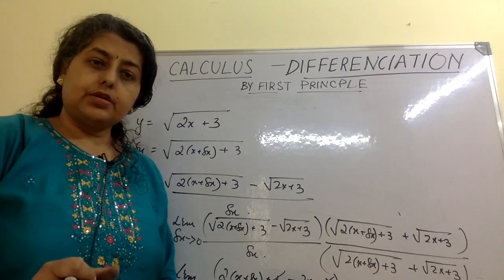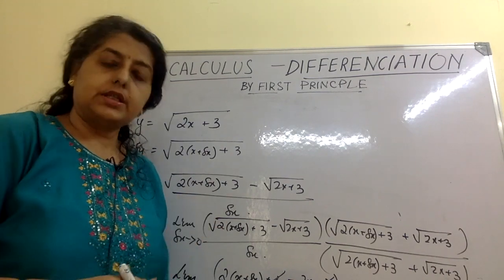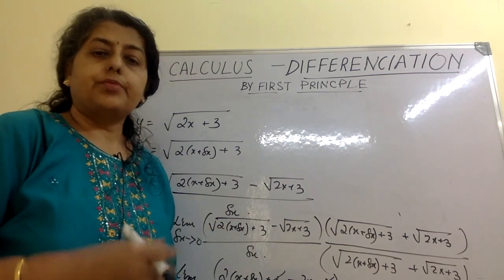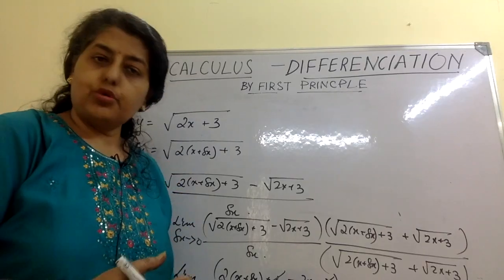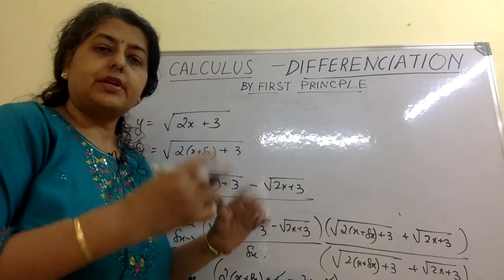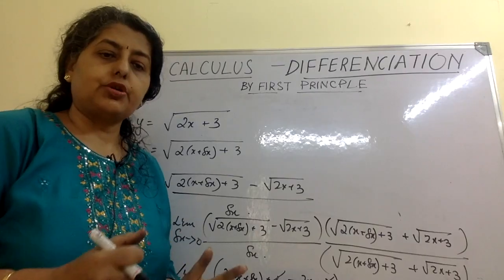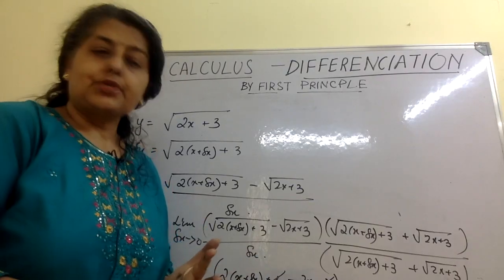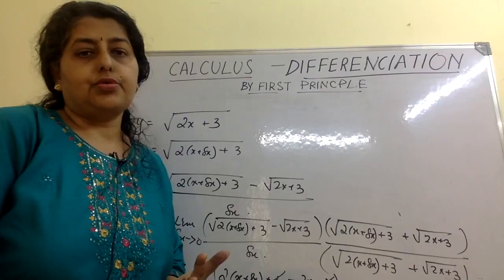Okay, so that was a few of the types of differentiation by first principle. So you will get more of these. There are more varieties of this. So I try to take different types as much as possible. I wanted to cover as much as possible so that it's easier for you all to do the sums.